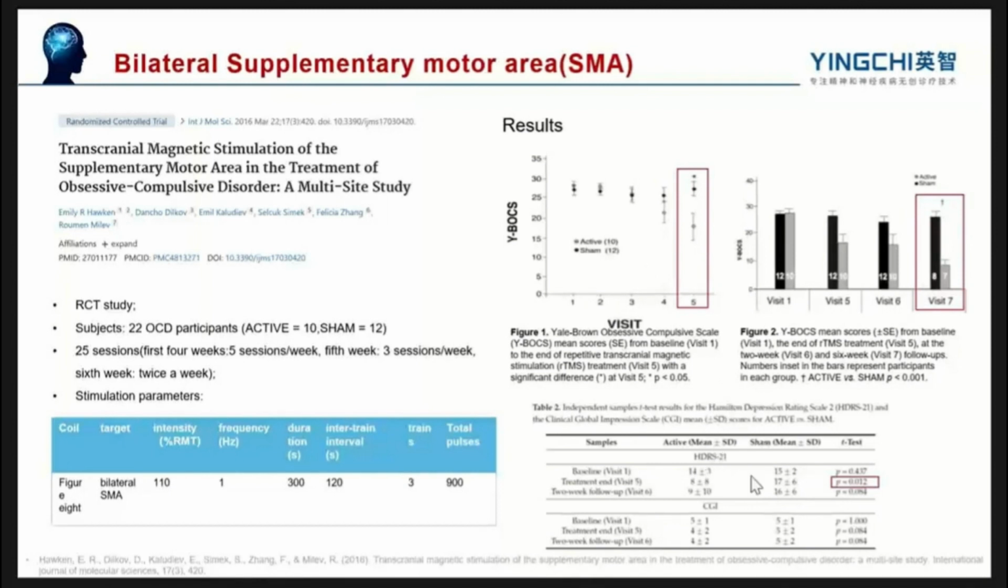And this is the Clinical Global Impression scale results. And we can also say that after all of the treatments, there's a significantly different improvement between the active and the sham group.